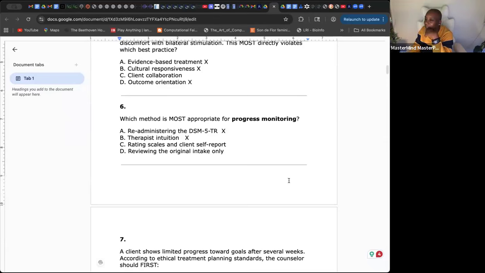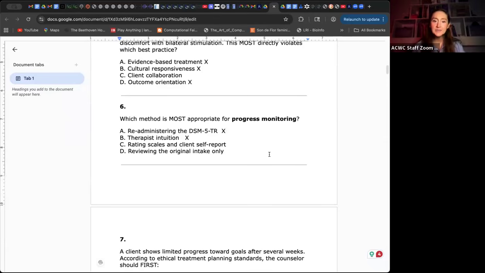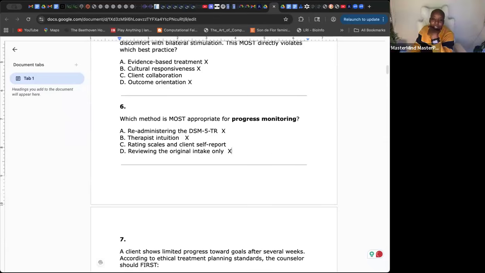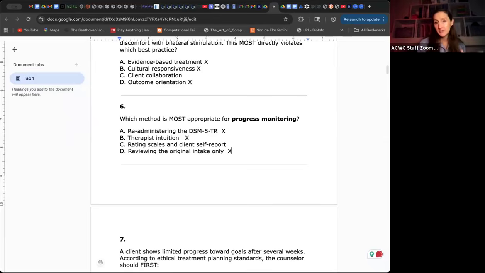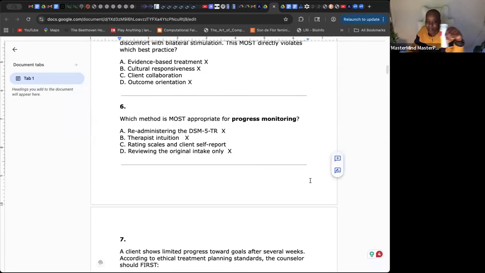I kind of want to get rid of D. Good. Yes, absolutely. Nice, because it says "only." And think about it: if you only have the original intake, and let's imagine you've been working with me on my performance anxiety for 3 months, you might want to get new rating scales and my own report, not just my original intake one, because hopefully by 3 months you've done a lot of work with me since then. Right. Nice job, Mastermind.